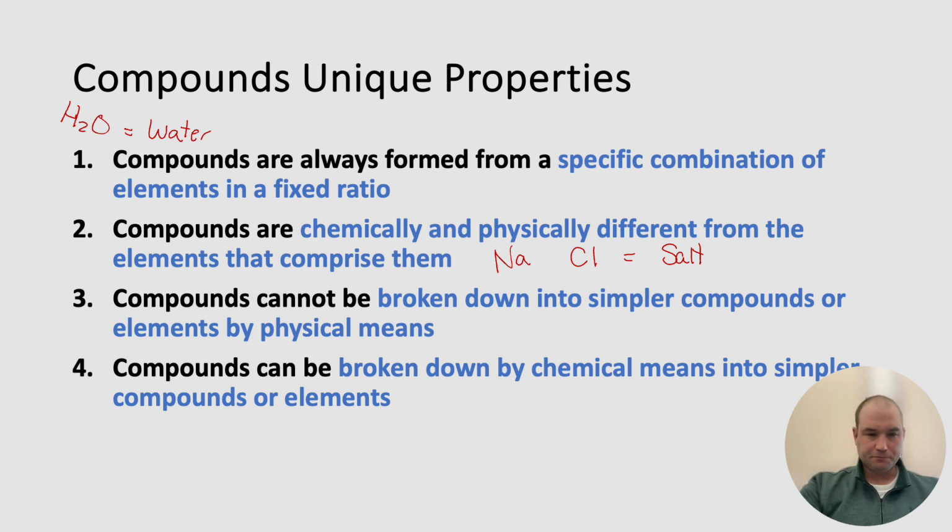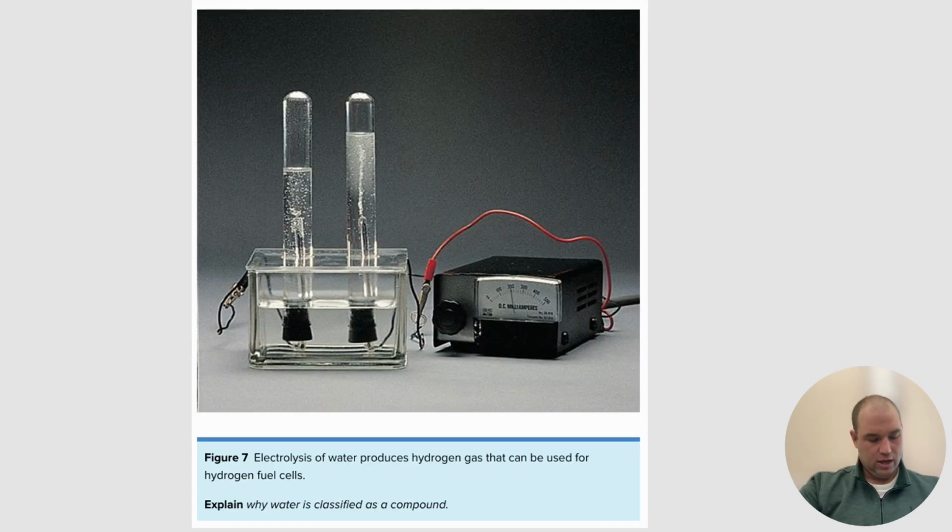So an example of this is a process called electrolysis, which is the creating of hydrogen gas and oxygen gas from water. So in other words, we are breaking down water into its original parts. One of them creates hydrogen gas, the other one creates oxygen gas. And that is done by breaking down water plus electricity. So in electrolysis, water produces hydrogen gas that can be used for hydrogen fuel cells.